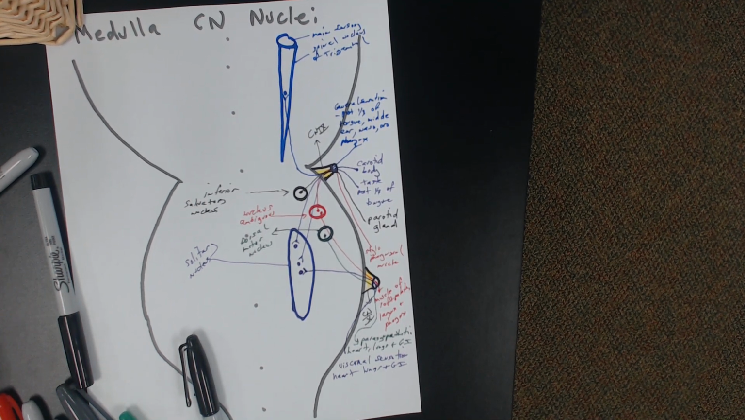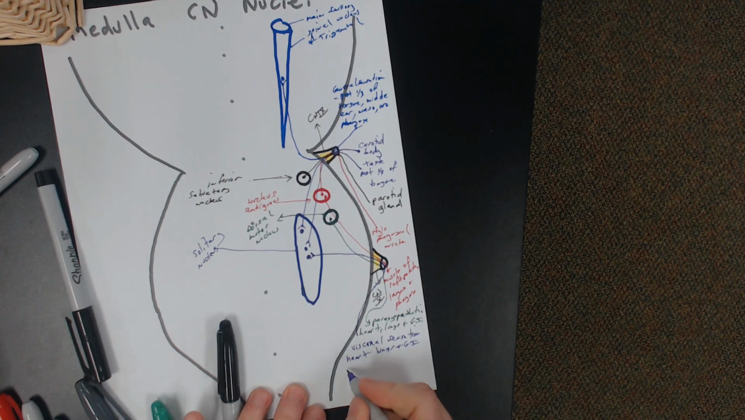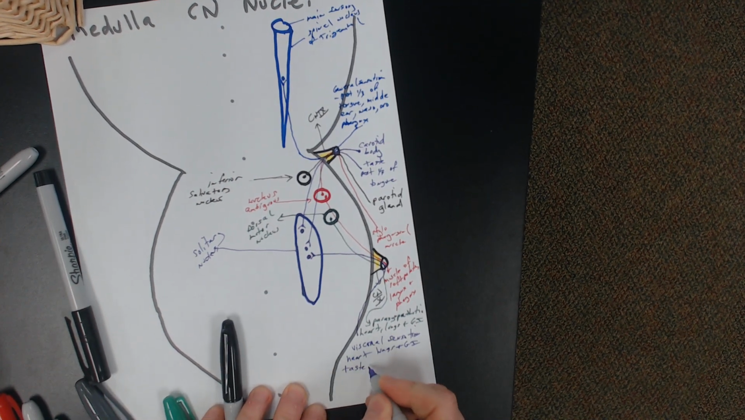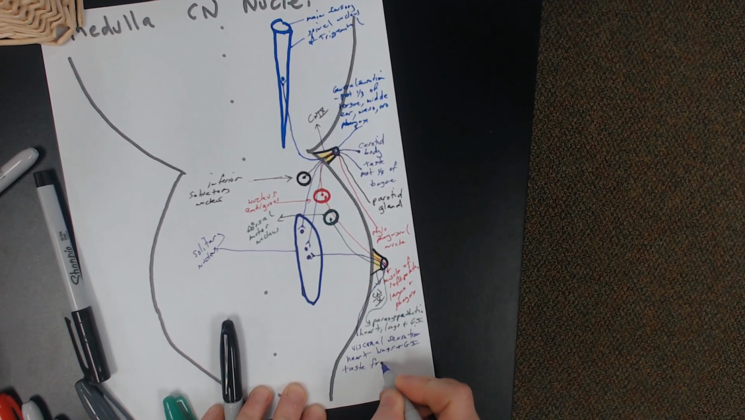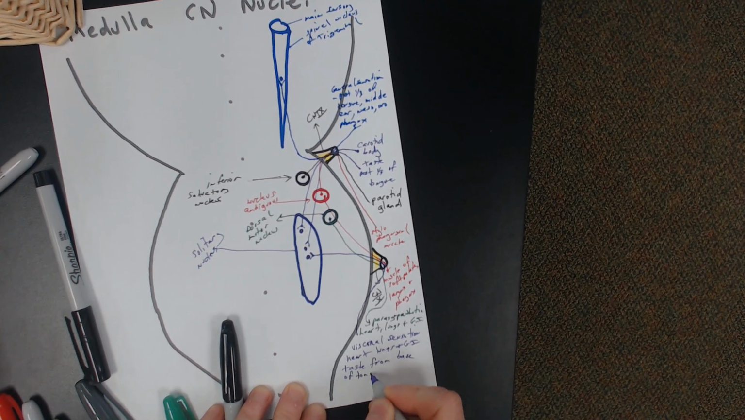Okay, any other functions for cranial nerve number 10? How about taste? Does it pick up taste? Yeah, base of the tongue and epiglottis. So we'll keep that in purple. So here's going to be taste from the base of the tongue and epiglottis.